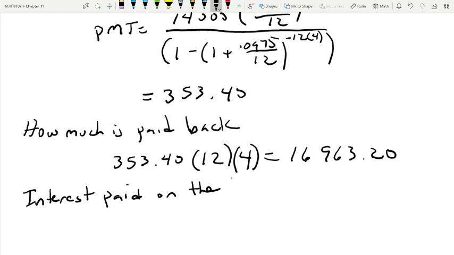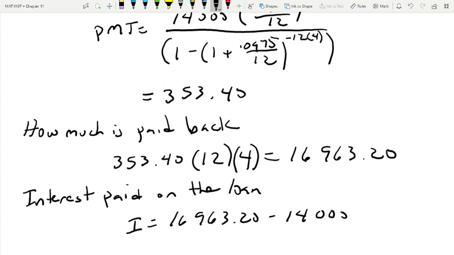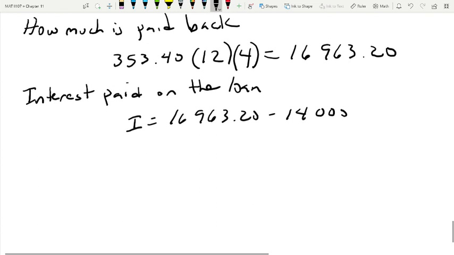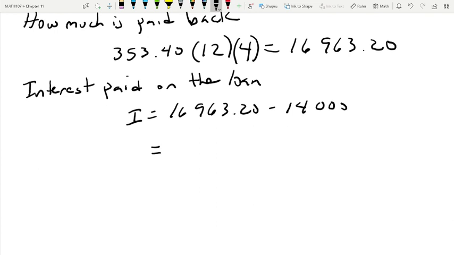So the interest you paid on this thing is going to be the 16,963.20 minus the amount that you financed, which was 14,000. And so the interest paid is going to be 2,963.20 is the interest you pay on that one.